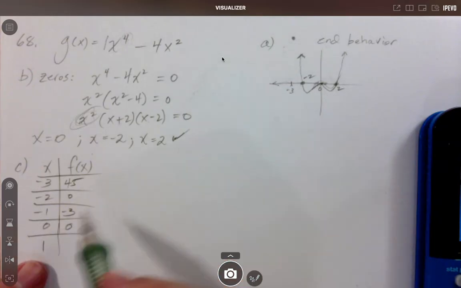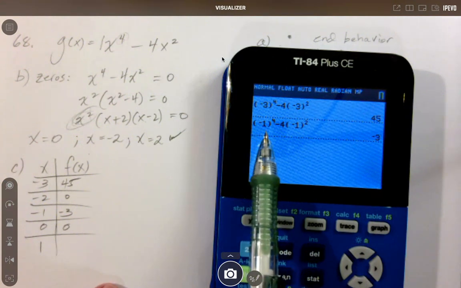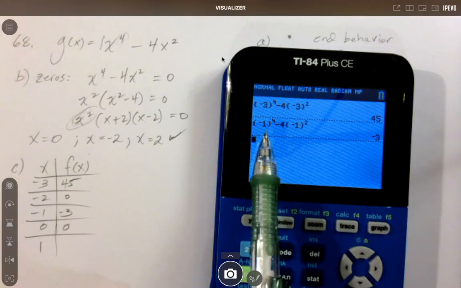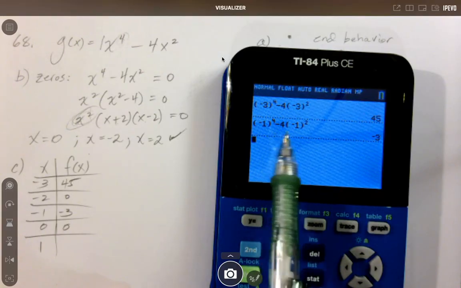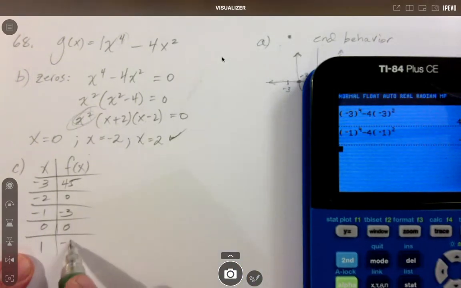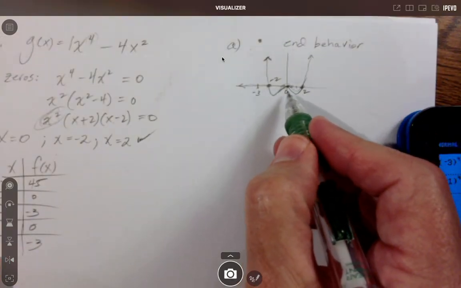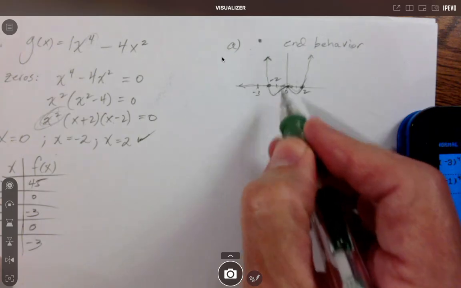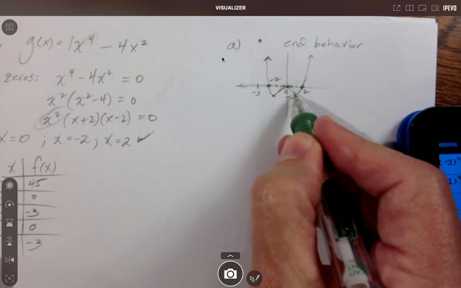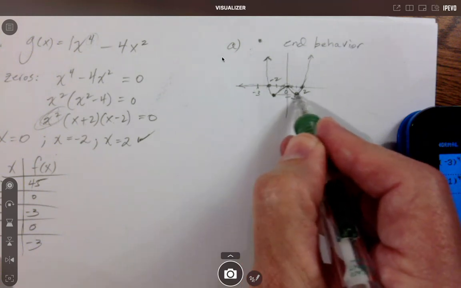At 1, let's see. I'm going to get exactly the same thing as I got here, right? Because you're raising these numbers to an even power. So whether that's -1 or 1, you're going to get the same outcome, which is -3. So I know that at 1, I'm down here again at -3, right? So here at -1, I'm down here at -3. And then at +1, I'm down there again at -3. So those should be right across from each other.